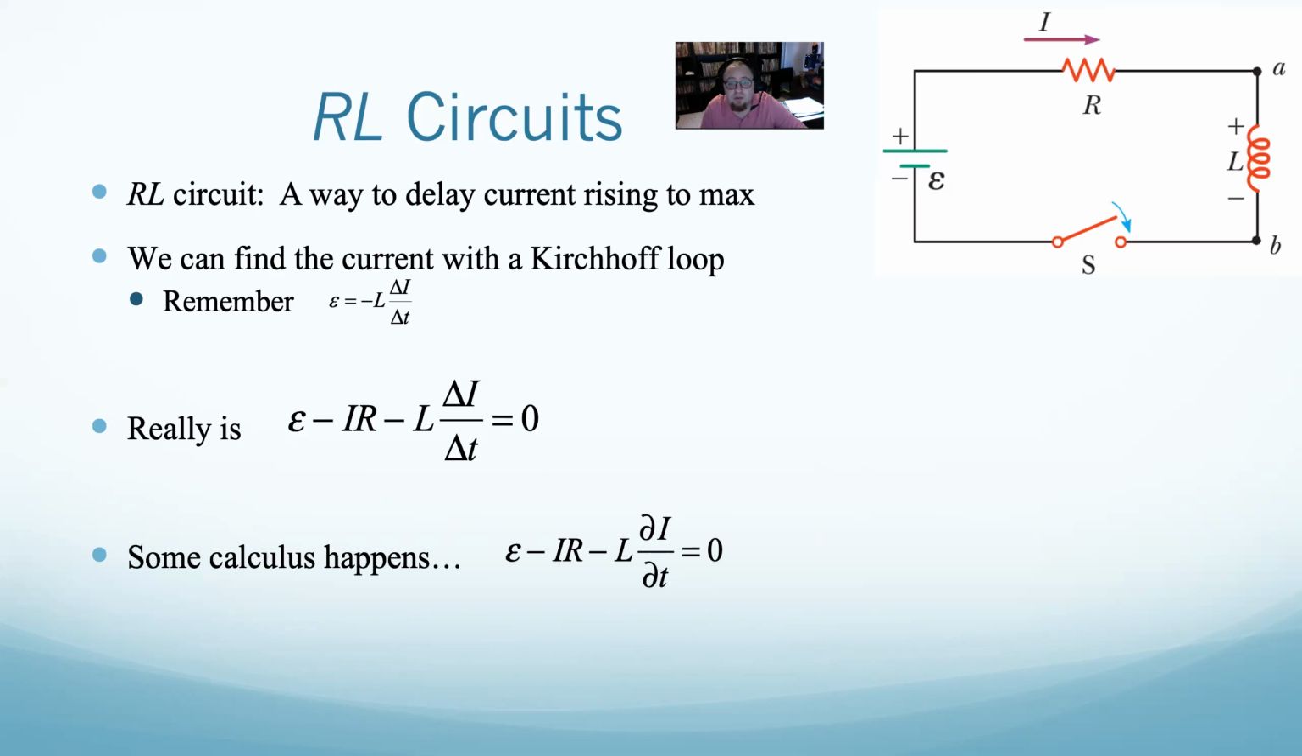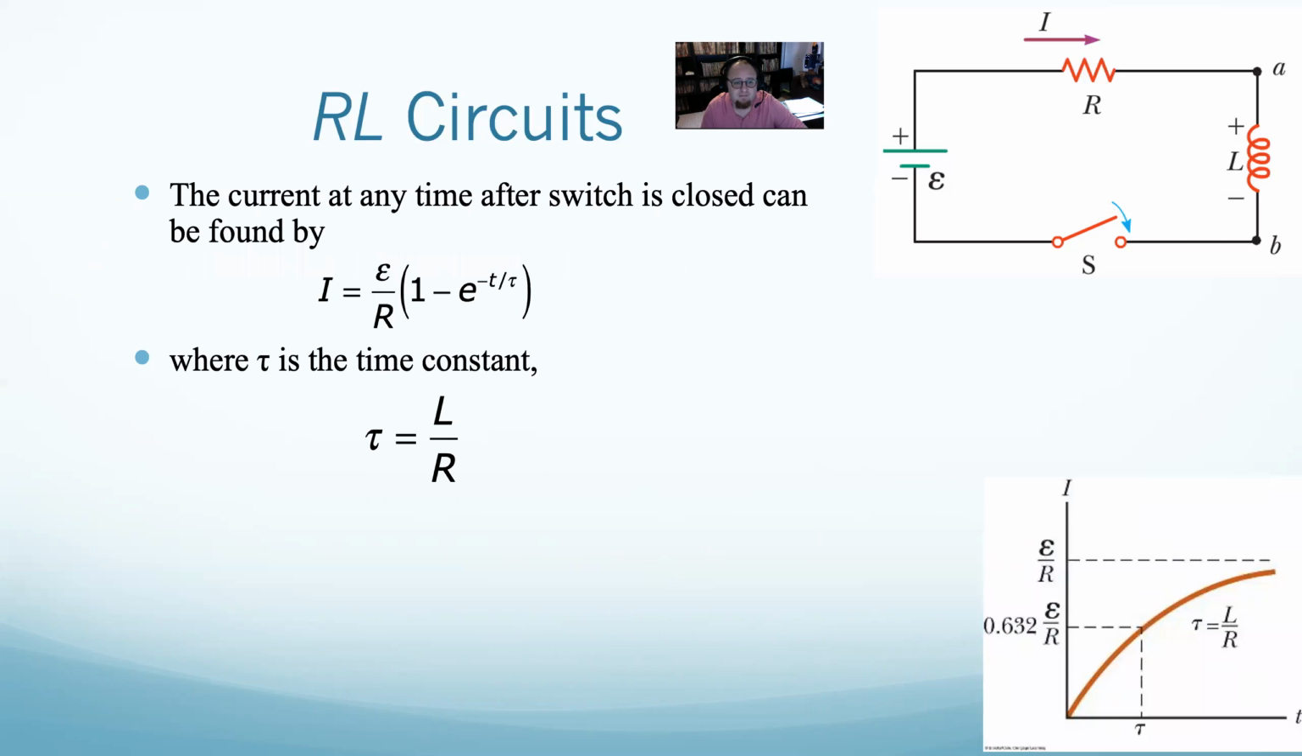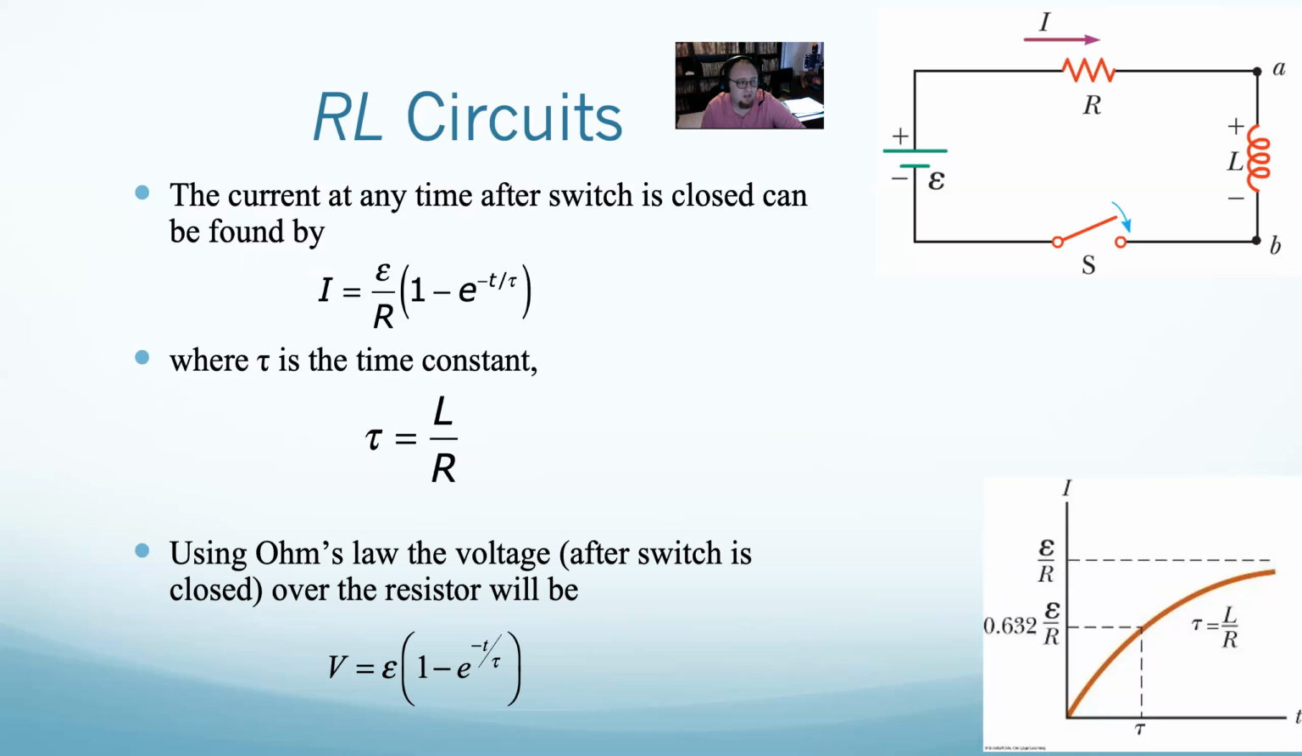If I do, I find the current as a function of time. In an RL circuit, the current as a function of time is the EMF over the resistance times 1 minus e to the negative t over tau, where tau is the time constant. Tau is L over R. Now this looks a lot like our RC circuits, which had a very similar looking equation, and even had a tau in it, where the tau was RC. But it is a little different and it works a little differently. You could also find the voltage over the resistor. The voltage over the resistor will go as follows.